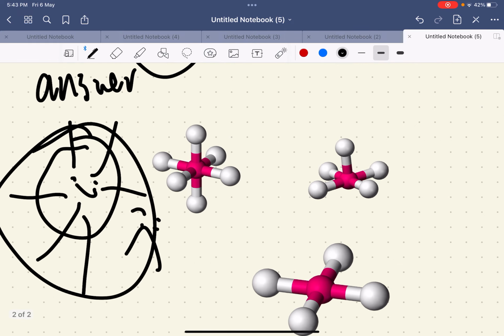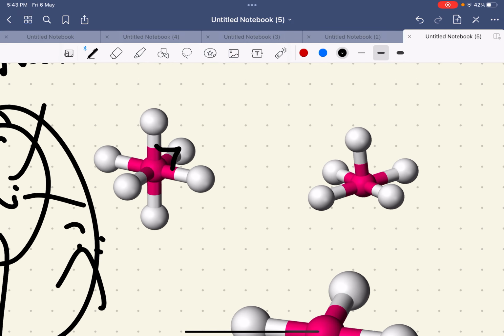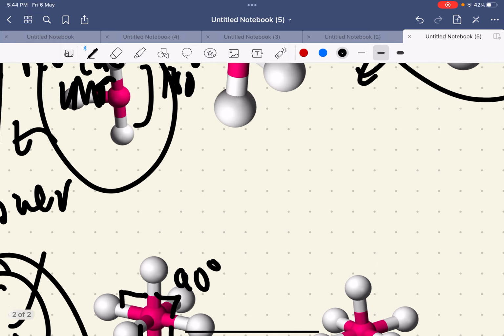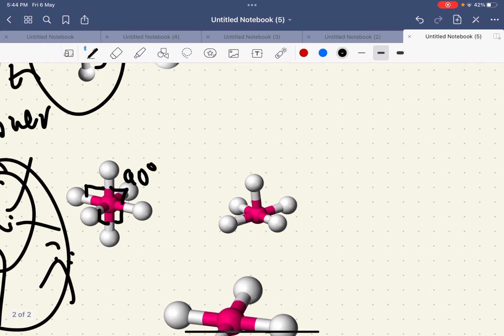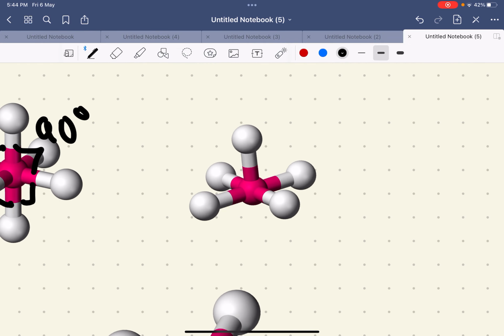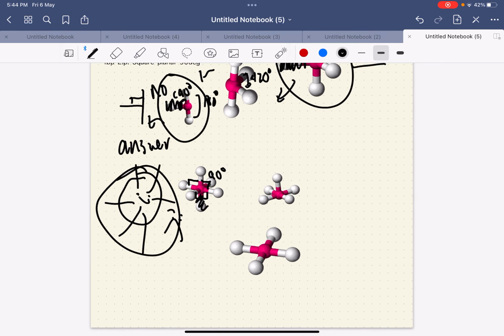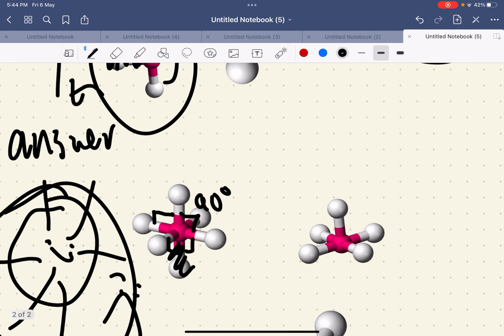So octahedral is 90 degrees everywhere along its axial position. Everywhere along its axial position is 90 degrees. You know? Okay, very good. Now let's look at the square pyramidal. Wow, square pyramidal becomes like this. You take this one away, boom boom boom boom. Then it is less than 90 degrees already.